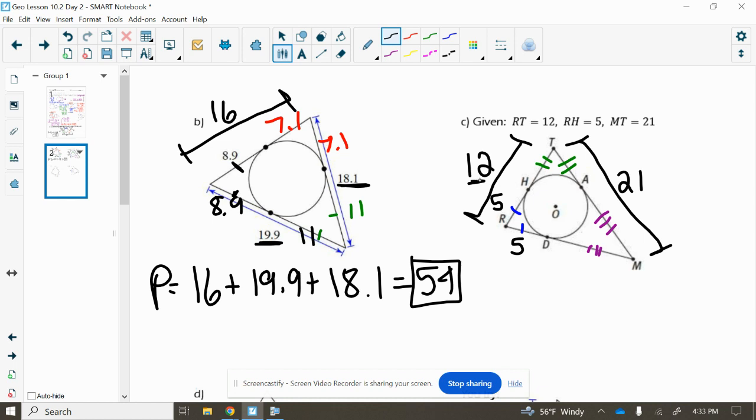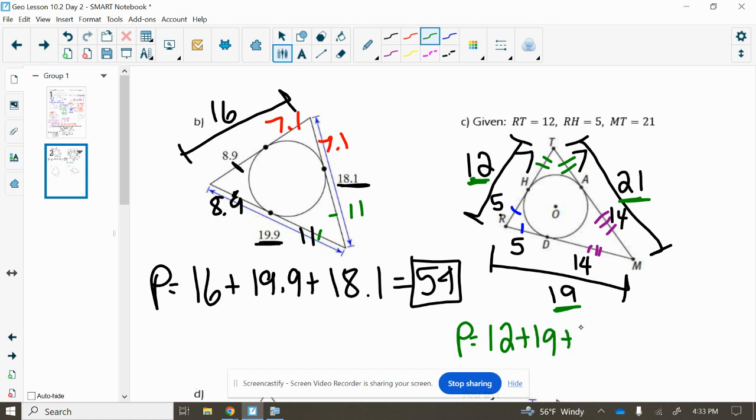Well, again, if I know this is 12, I could subtract away the 5 to get my piece here that's 7. And then I know T to A has to match that and be 7. And then 21 minus 7 is 14, which means D to M is also going to be 14. So notice the way we walk around these tangents, hence the name of walk around problem. 5 plus 14 gives us a side of 19. And again, we can add up to get the perimeter, our 3 side lengths. So we get 12 plus 19 plus 21 for a total of 52.